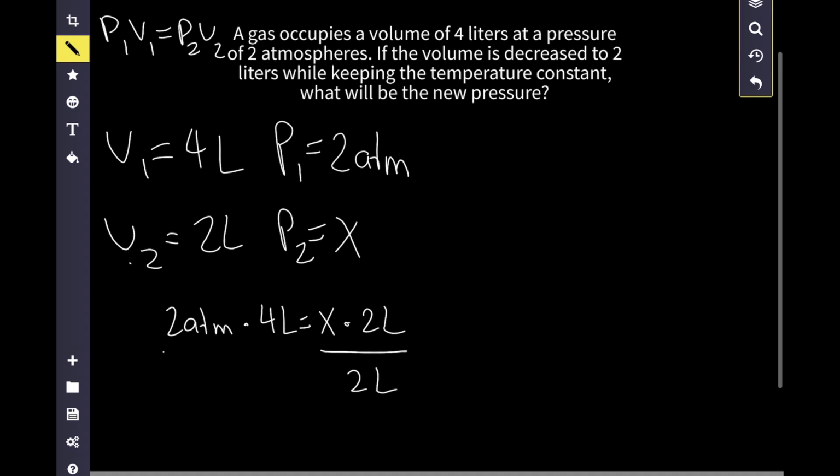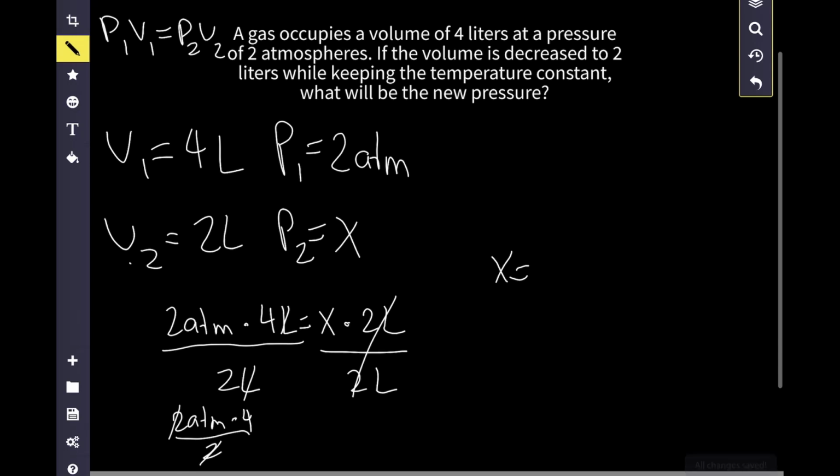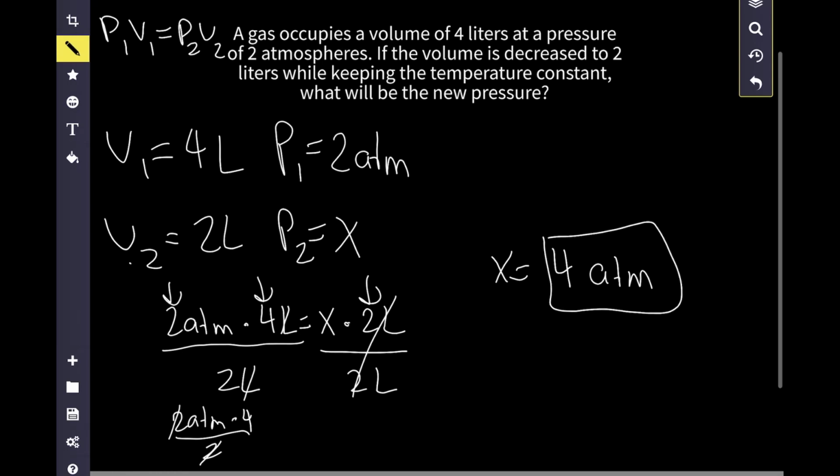Dividing 2 liters on both sides, this cancels out, and we can cancel the liters out. And we're going to get X equals 2 atms times 4 over 2. The 2's will cancel out, and we're going to get 4 atms. And because everything has one significant digit, our answer is valid. So always make sure to check in these types of problems that you rounded to the correct number of sig digs.